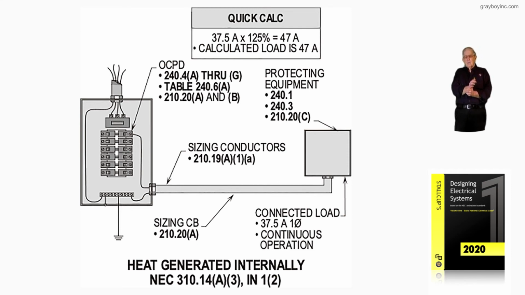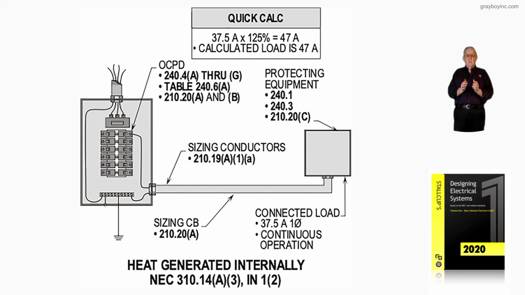We're protecting the equipment now with the overcurrent device at the service panel in accordance with 240.1, 240.3, and 210.20(C). Now, the sections that you see listed there should be reviewed so your knowledge on heat generated internally based upon the loading of the conductor in accordance with 310.14(A)(3), informational note 1, item number 2.